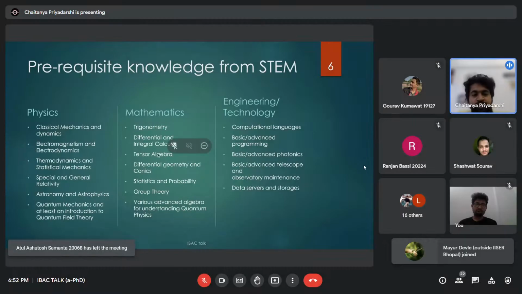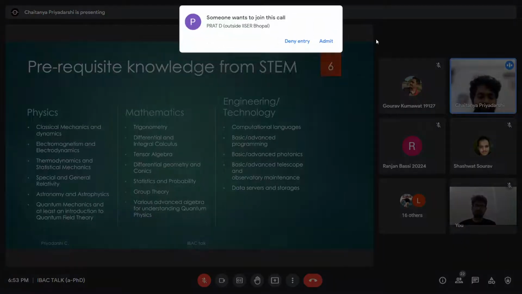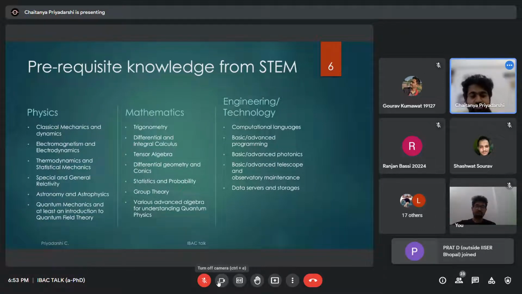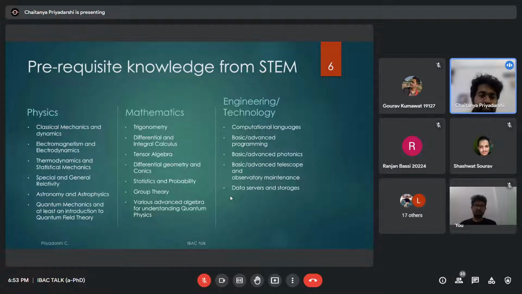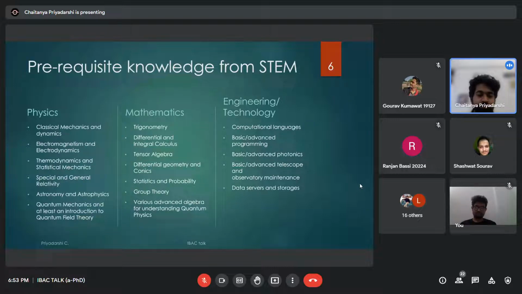I'm assuming that you have studied at least classical mechanics, electromagnetism, and some form of thermodynamics. But beyond this, we also talk about the dynamics aspect of this physics. We also need to know about statistical mechanics and definitely the relativities. Both of them are very important in this astronomy. A general idea of astronomy and astrophysics is very essential. But also quite important is to know quantum mechanics and at least an introduction to quantum field theory, because we deal with such energetic processes and phenomena that we need to understand how they happen. And this is the realm of quantum physics.